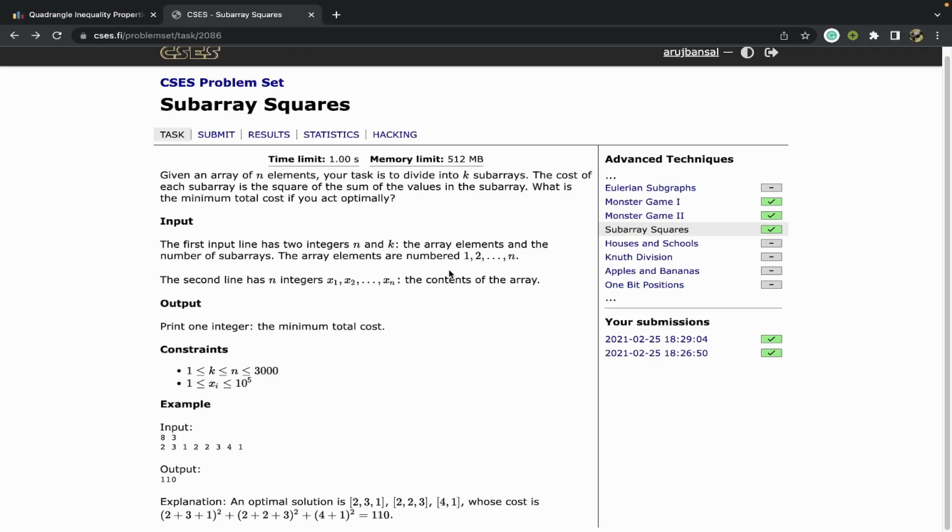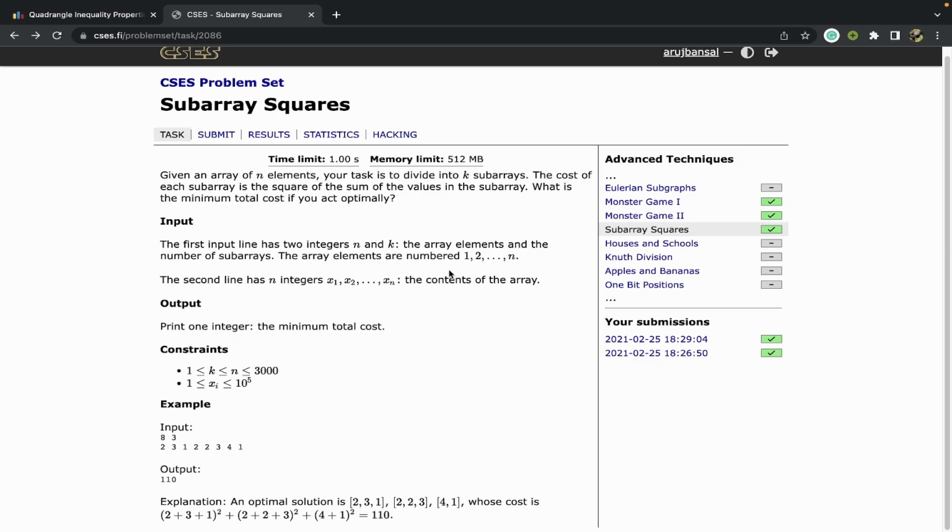Today we'll be going over the divide and conquer dynamic programming optimization. If you're interested in other dynamic programming optimizations like the convex hull trick, then I've already covered that in a different video, which I linked down below in the description. So I'll be going over the problem Subarray Squares from the CSES Advanced Techniques problem set. And this problem can also be solved using the convex hull trick, so I'll highly encourage you to check that out if you're interested. Let's get started with the tutorial.